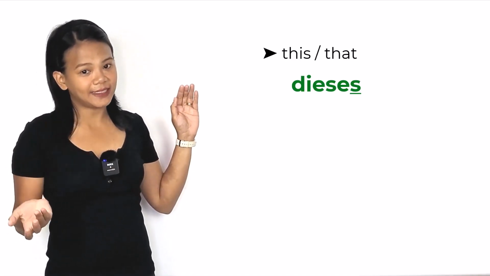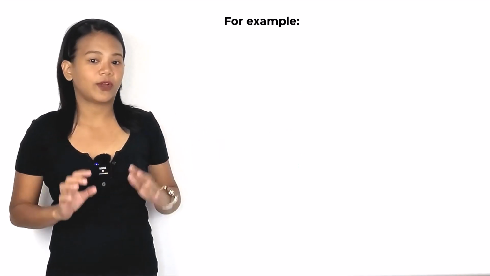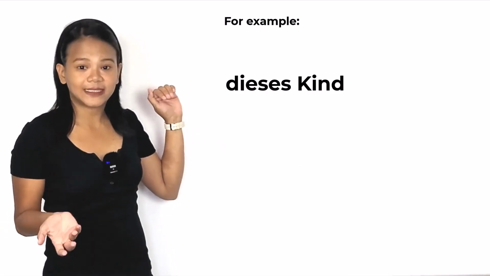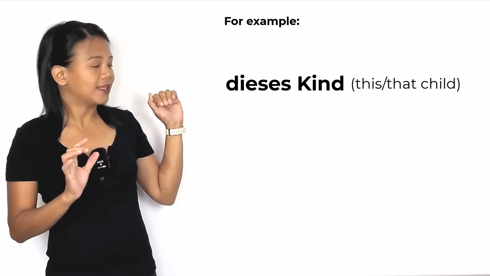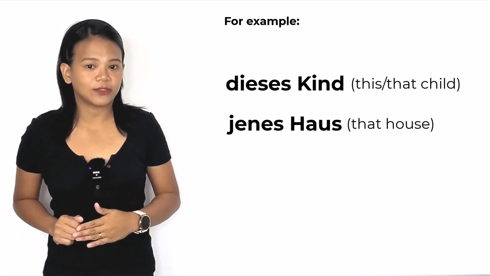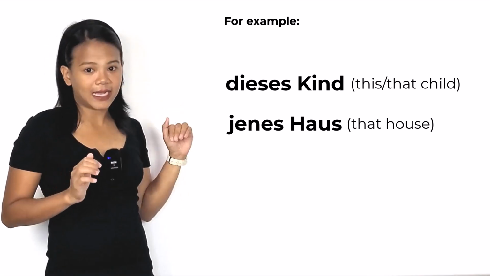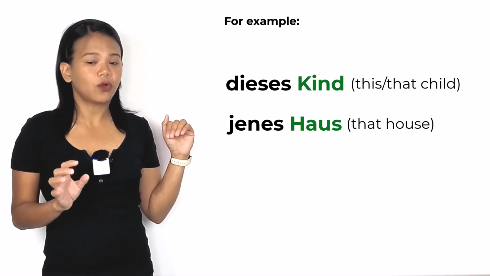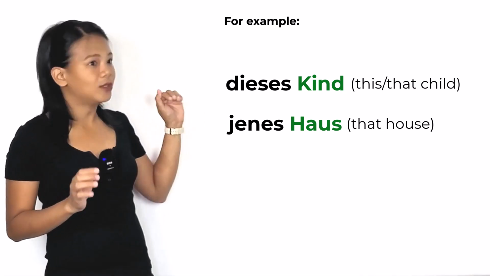Neuter demonstrative pronouns end with s. This or that is dieses, that is jenes. For example, dieses Kind, this or that child. Jenes Haus, that house. Kind and Haus are both neuter, so our demonstrative pronouns end with s.